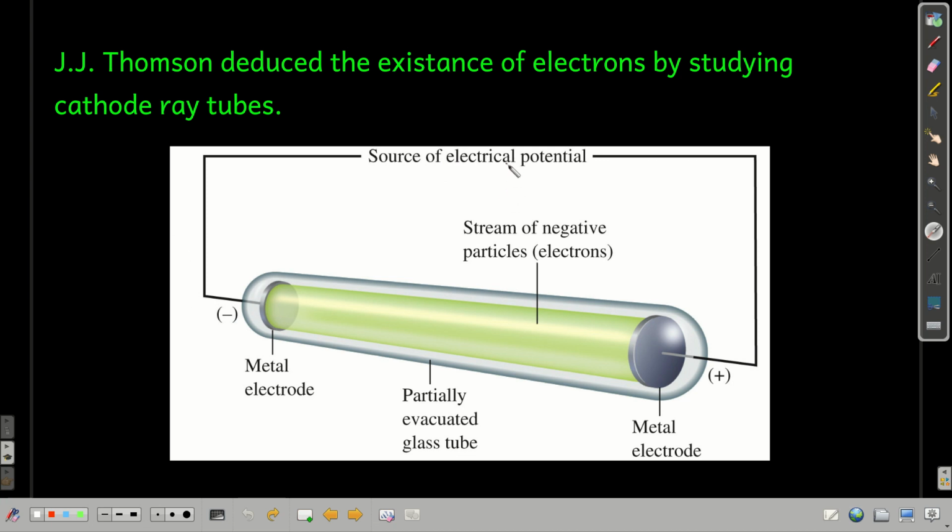What happens when they turn on this power supply, if it's set up so that this end is the negative terminal and this is the positive terminal, is you get a stream of negatively charged particles, which Thompson called electrons, moving from this electrode to this electrode.